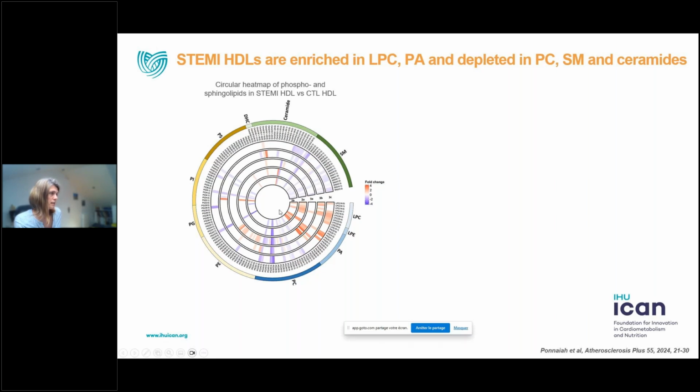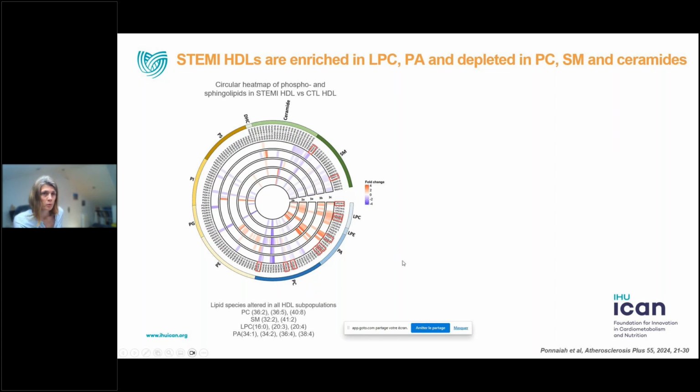And what you can see is that STEMI patients had high enrichment in phospholipids and phosphatidic acids, and high depletion in sphingolipids. What was interesting is that these signatures were conserved across the whole 5 HDL subpopulations. As you can see here, you can see the same alterations.